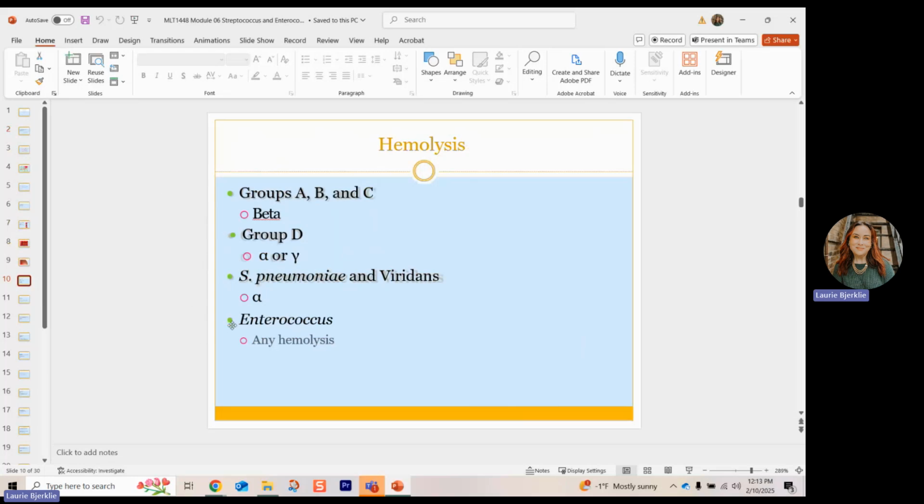And of course, in a perfect world, these all would sit right where they're supposed to be. There's always once in a while a strain that'll pop up of something where they're like, well, that should have been alpha hemolytic and it just didn't show the alpha like normal. But again, for the most part, they tend to stick to these hemolysis patterns.